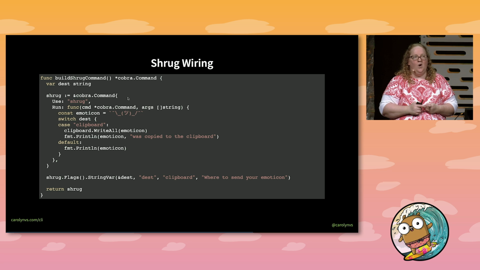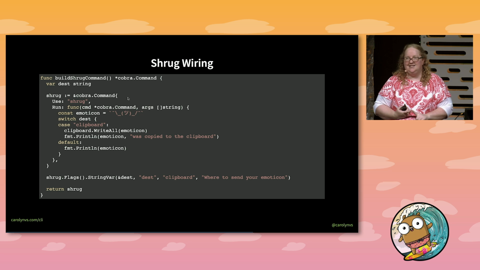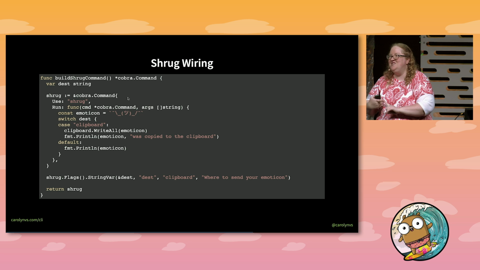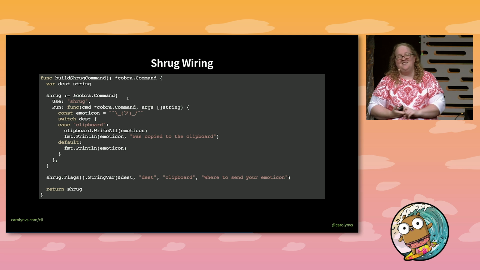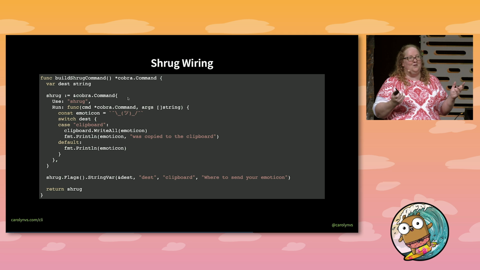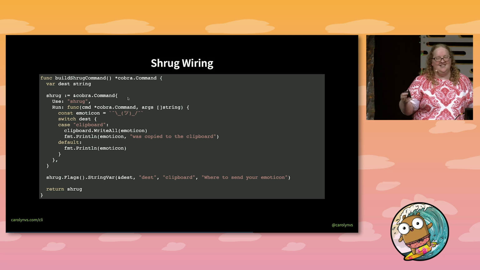So one, who noticed that the package is main? That means no one can reuse my code. No one can build on Emote and make beautiful emote ponies and better things. That's sad.